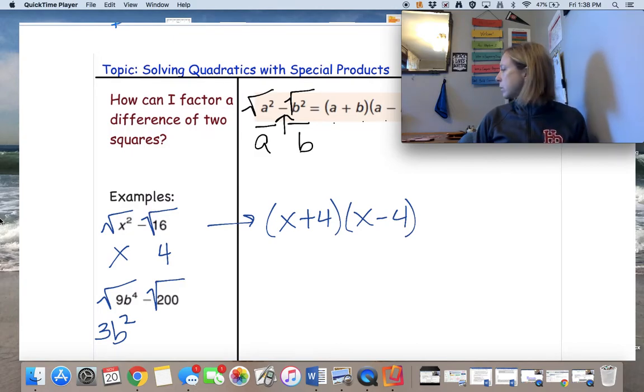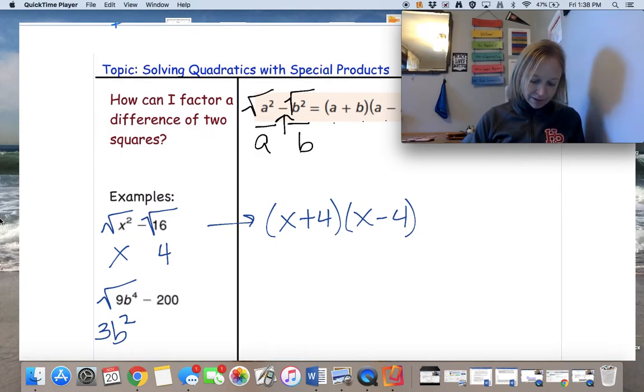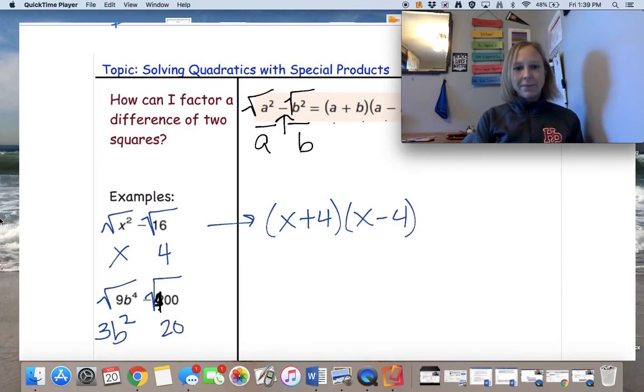is 200 a perfect square? I think it is. Let's double check. It's not. I picked a poor example. Okay, let's rewrite this example. Let's pretend that instead of 200, let me grab an eraser quick, let's say this is a 400. All right, the square root of 400, that works. The square root of 400 is 20.